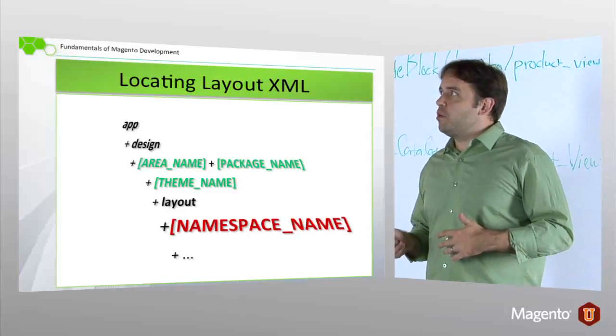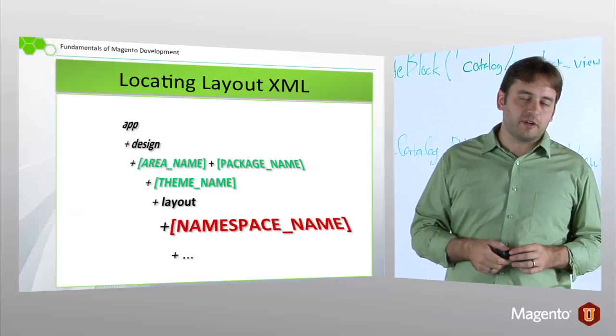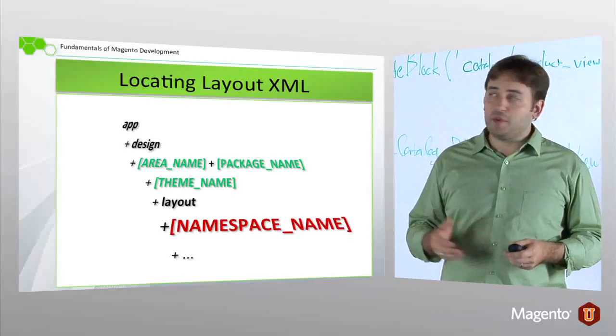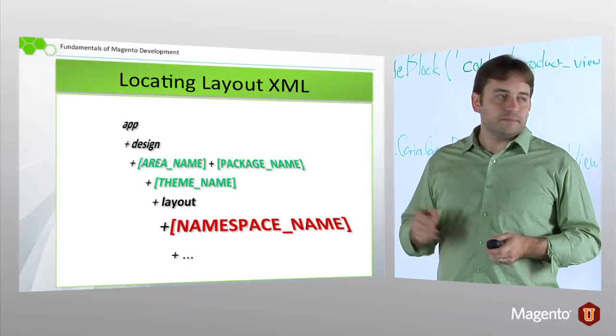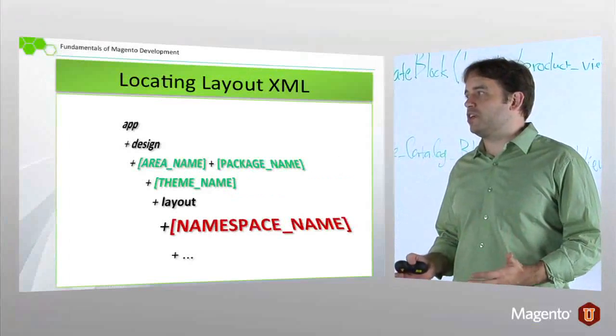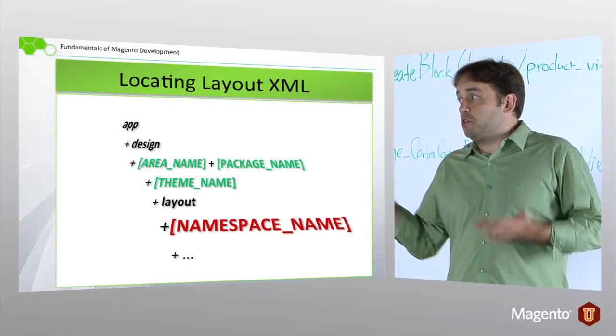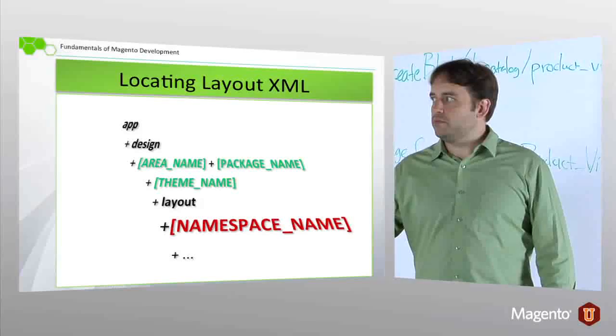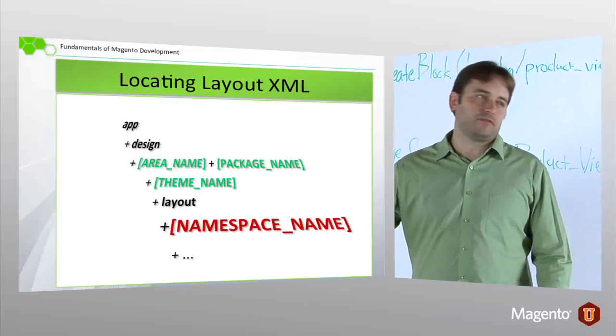And similarly, with layout XML files, which can be declared by your module, you'll have, again, app design and then frontend, package name, or adminhtml, package name, theme name, and then a layout folder. And in your module configuration, you only declare things relative to the folder that contains them, the layout folder.